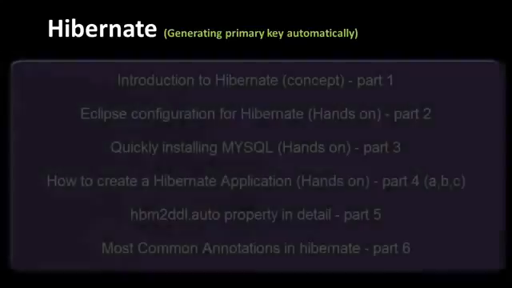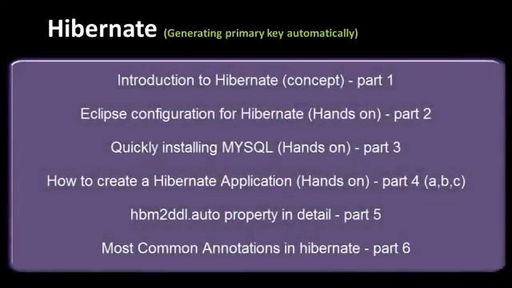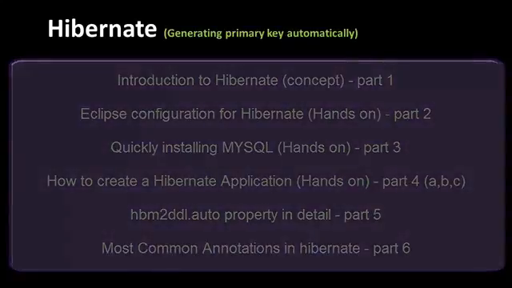In the earlier tutorials, we talked about some of the most common annotations that we use in a Hibernate application. In this tutorial, we are going to talk about how to make Hibernate generate the value of a primary key column automatically in a database table. Let's understand the problem first, and then we'll talk about its solution.